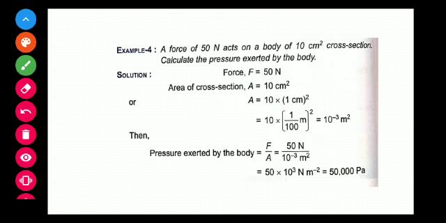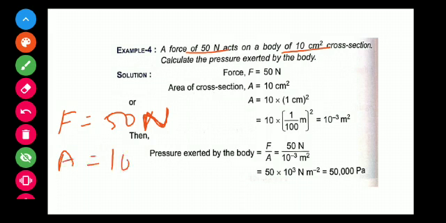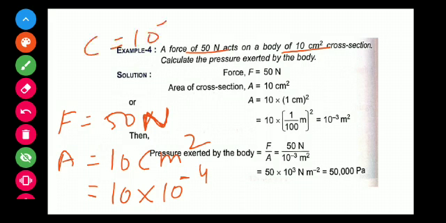Next numerical: a force of 50 Newton. Again, force is given, force is 50 Newton, and the unit is SI system. Newton is SI system. Area is 10 centimeter square. Again, convert this area into meter square. That is value of c square. Value of c square is 10 to the power minus 4, because value of c is 10 to the power minus 2, and value of c square is equal to 10 to the power minus 4 meter square.